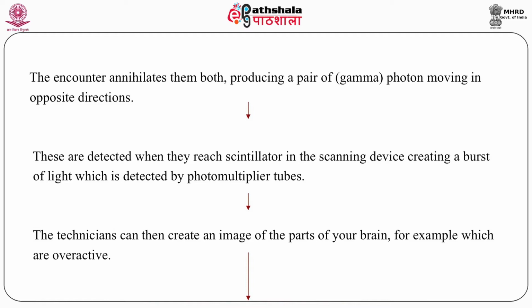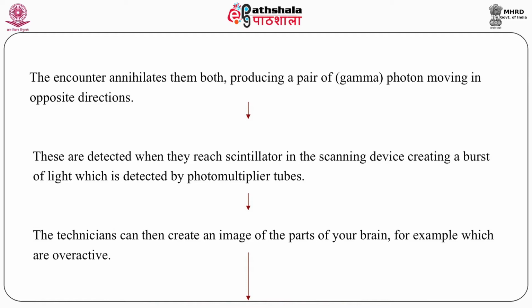They are detected when they reach the scintillator in the scanning device, creating a burst of light which is detected by a photomultiplier tube. But again, I would like to clarify a very important thing. Here the detector is not the same as that used in SPECT, that is sodium iodide thallium-activated crystals. Here the detector is different. The detector is BGO, bismuth germanate, or LSO, lutetium oxyorthosilicate, or GSO, gadolinium oxyorthosilicate. Why are the detectors different?